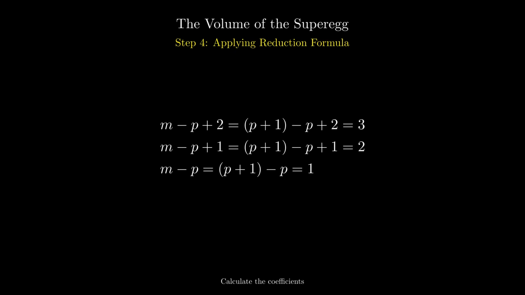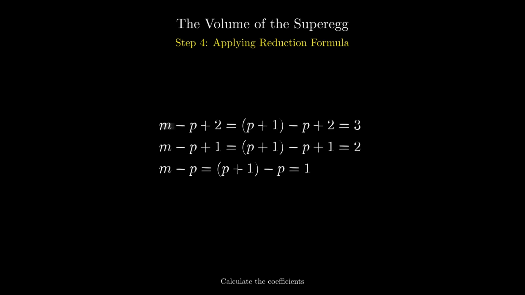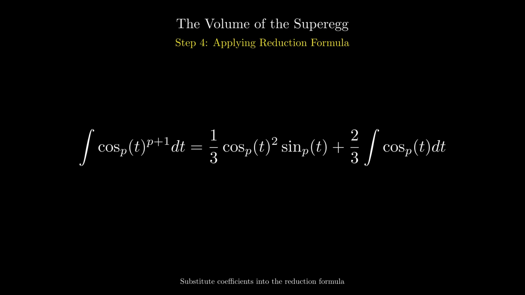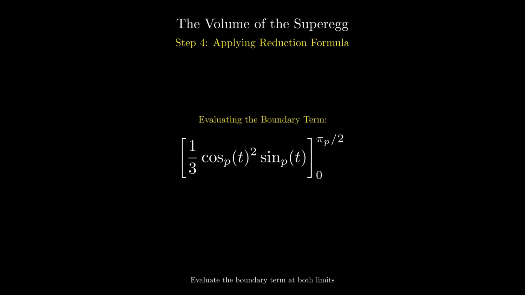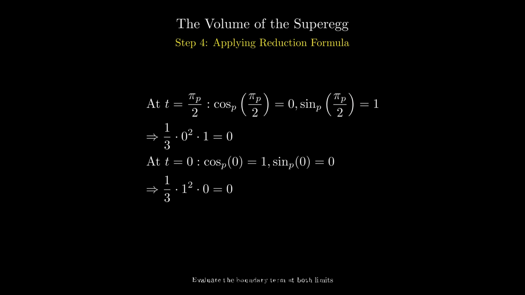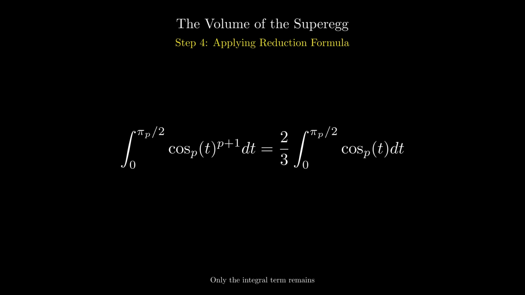Calculating all the different permutations that we need in the formula, meaning 3, 2, and 1, we just insert it back into it. And don't forget, we have to evaluate this first term with the upper and lower boundary. But this term will actually be precisely 0, because at the higher boundary, cos_p of pi_p over 2 is 0, and at the lower boundary, sin_p of 0 is 0. So this whole term falls away and we're just left with the integral.